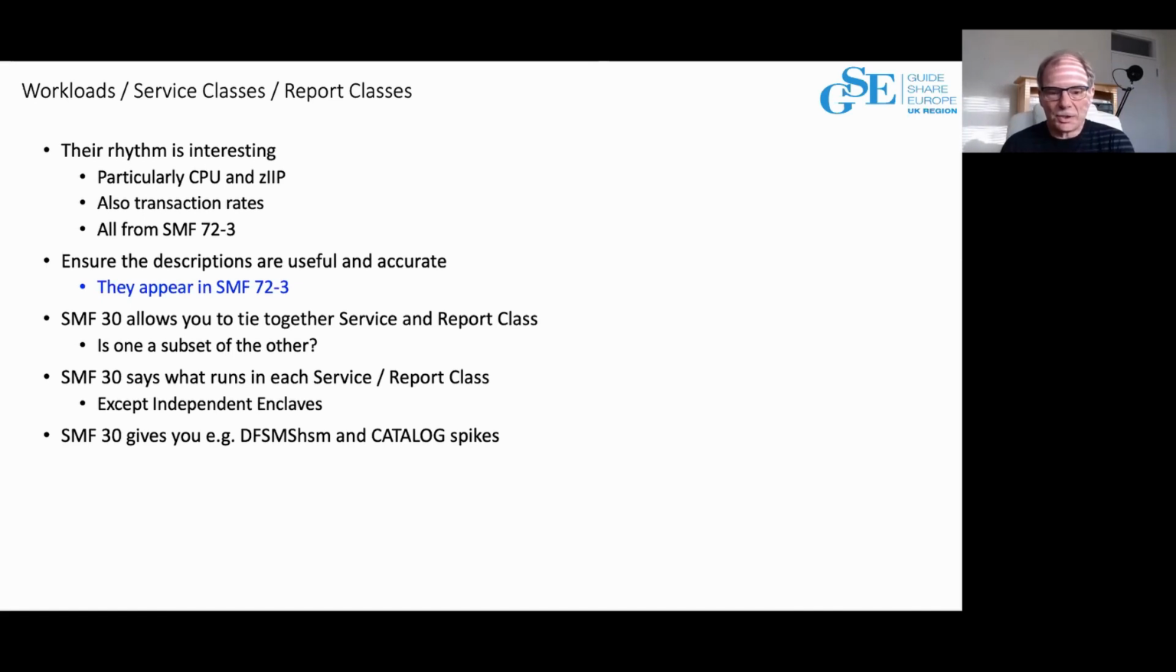But it's a structural thing. It's part of how you operate, if you have spikes in certain key address spaces at certain times of the day. And a really fun one is RLM. What on earth is going on if RLM suddenly spikes in terms of CPU regularly every day?